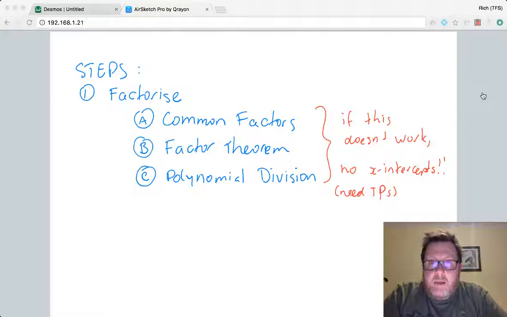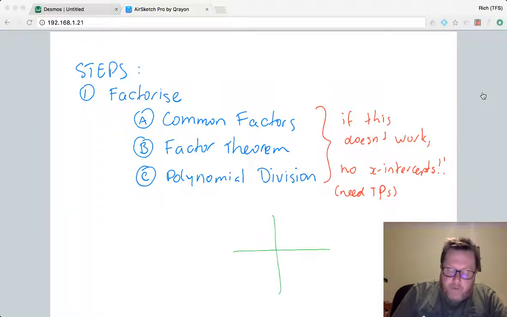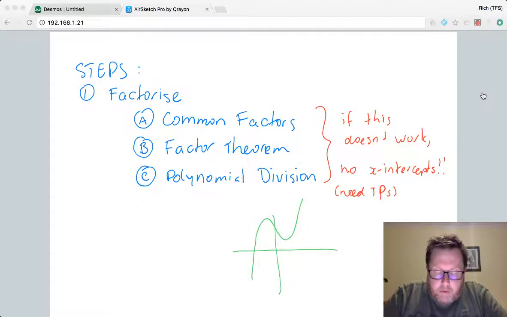And I should just point out that maybe it won't work. Maybe we can't find any factors. Now, in a test situation, you would be able to find them if it tells you to find them. Otherwise, it would be a long waste of time in a test. But generally speaking, if you're in a real world situation, then there may not be any. So, for example, the graph might look like this. There is one x-intercept, but there's no other x-intercept.